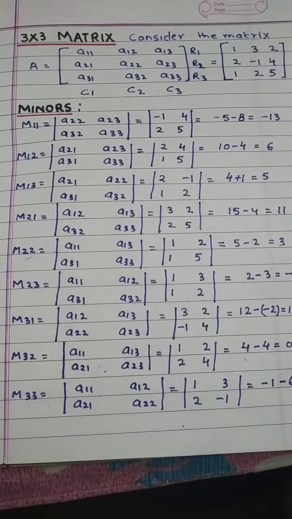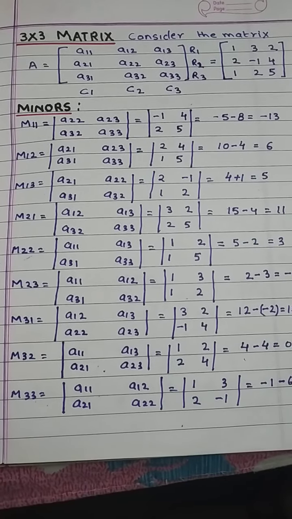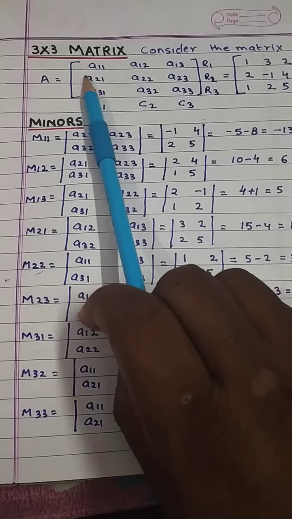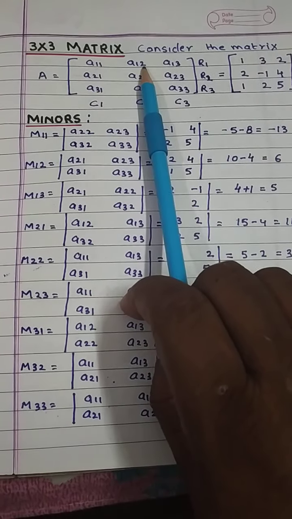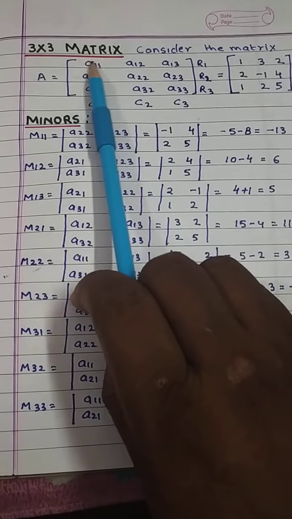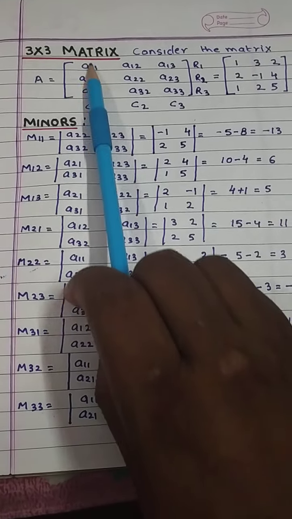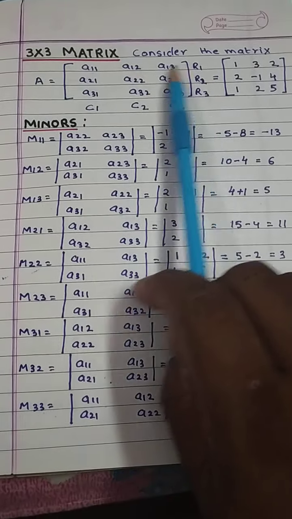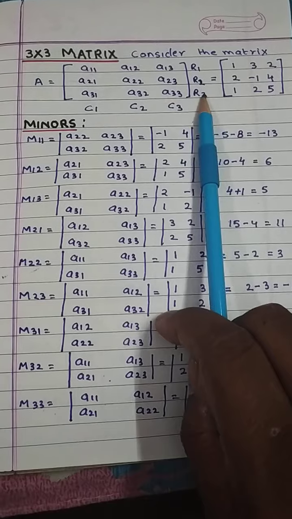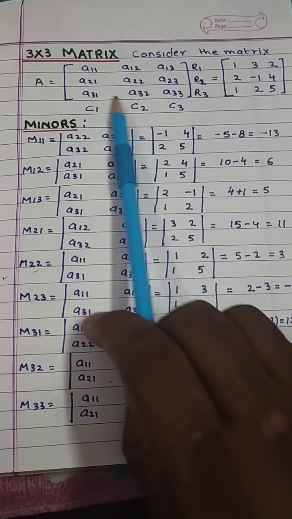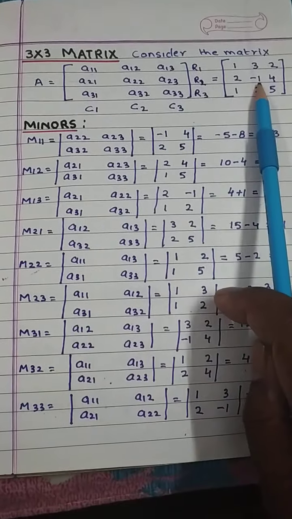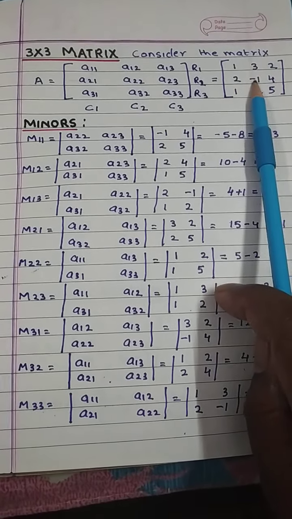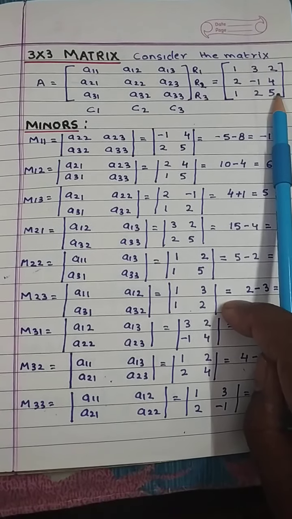Let us start. Let us consider a 3 rows, 3 column matrix having 9 elements A11, A12, A13, first row; first column, second column, third column; first row, second row, third row. We are taking this matrix and considering this example: 1, 3, 2, 2, minus 1, 4, 1, 2, 5.